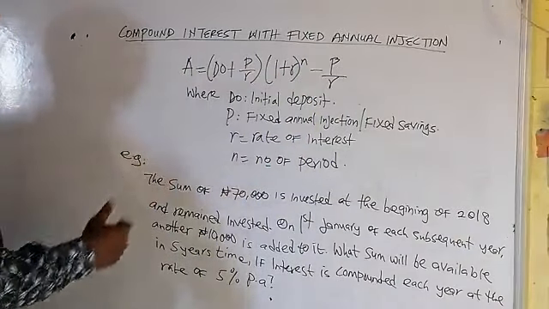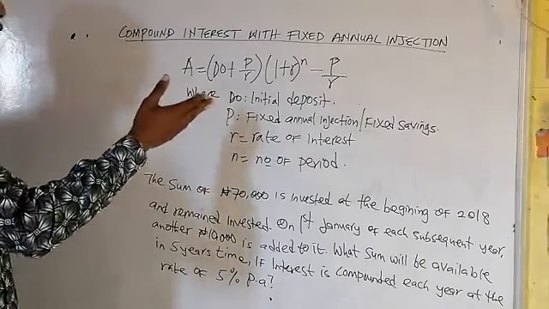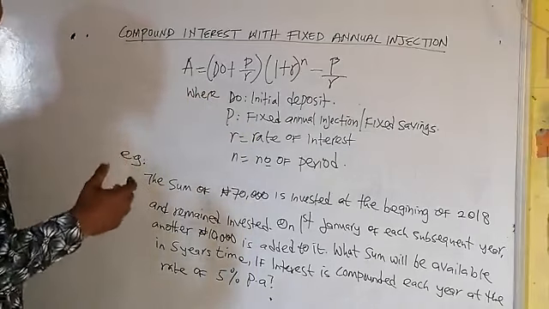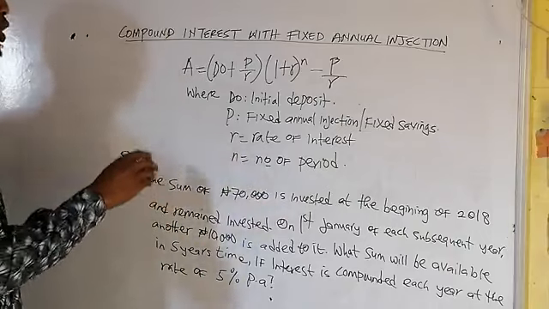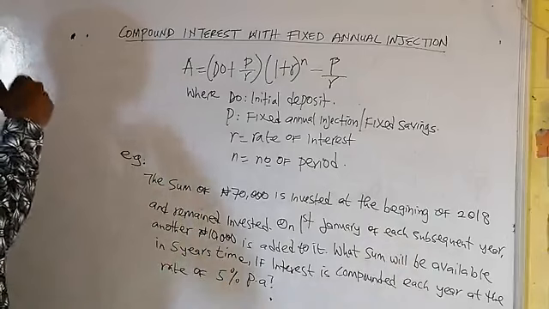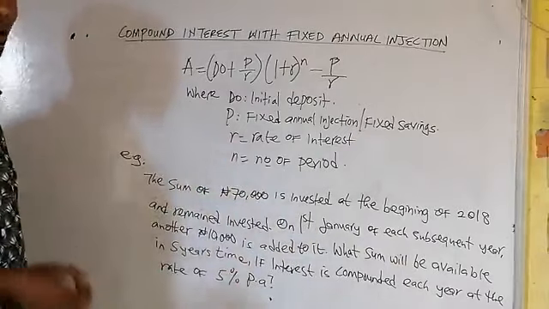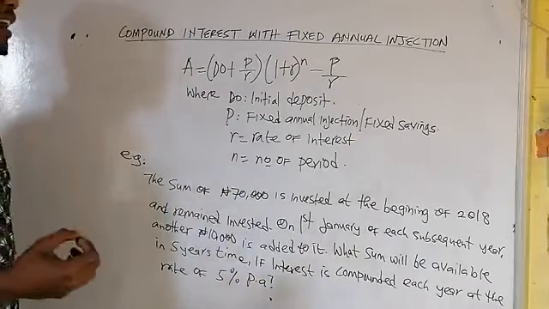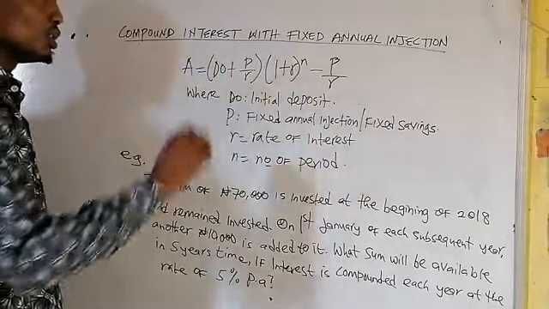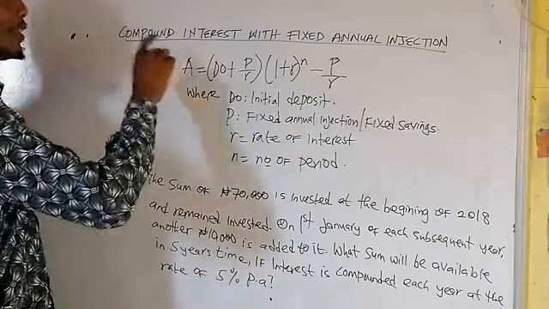This is a scenario whereby you have invested your money in the bank, whether in a fixed deposit or otherwise, for it to yield interest for you. But you leave the money there, and at the beginning of each subsequent year or at a particular interval, you add additional money to the existing fund in your account. That is what compound interest with fixed annual injection results in.